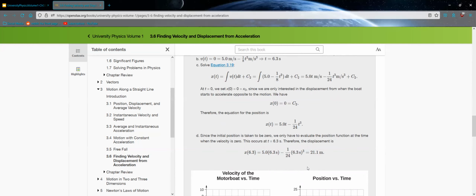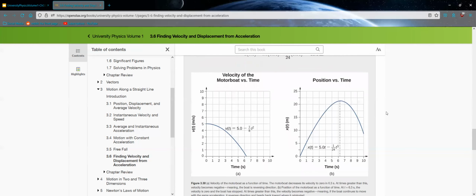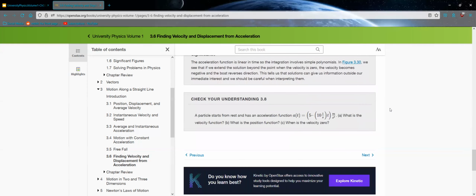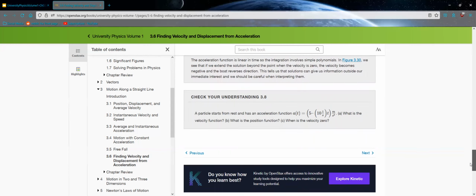Pretty far away, right? So you got to make sure you are hitting the brakes, if you will, putting the engine in reverse on this motorboat pretty quickly. Otherwise, you're going to smash into the dock and not be very happy. And the graphs here show exactly what we're talking about. And yeah, there we go. Good stuff. That is chapter 3.